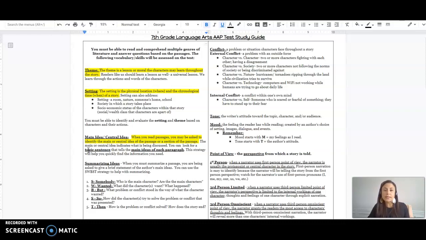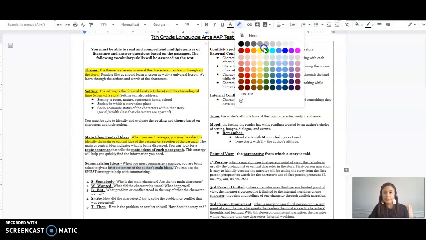So sometimes the topic sentence will indicate what the passage or the paragraph will be about. Summarizing ideas. You'll be asked to give a summary of a certain passage. The summary includes all the specific topics or main ideas that the author is writing about. So here it says, when you must summarize a passage, you're being asked to give a brief statement of the author's main ideas. So a summary is a brief statement of the author's main ideas.